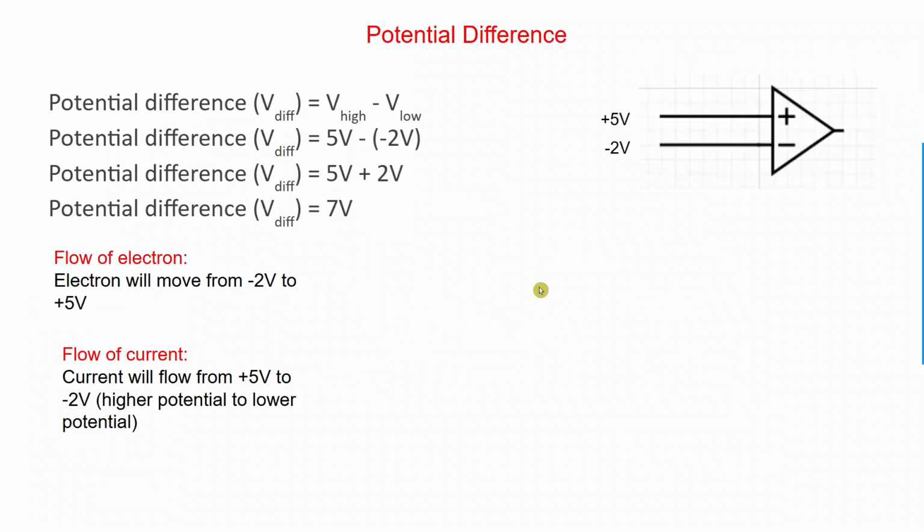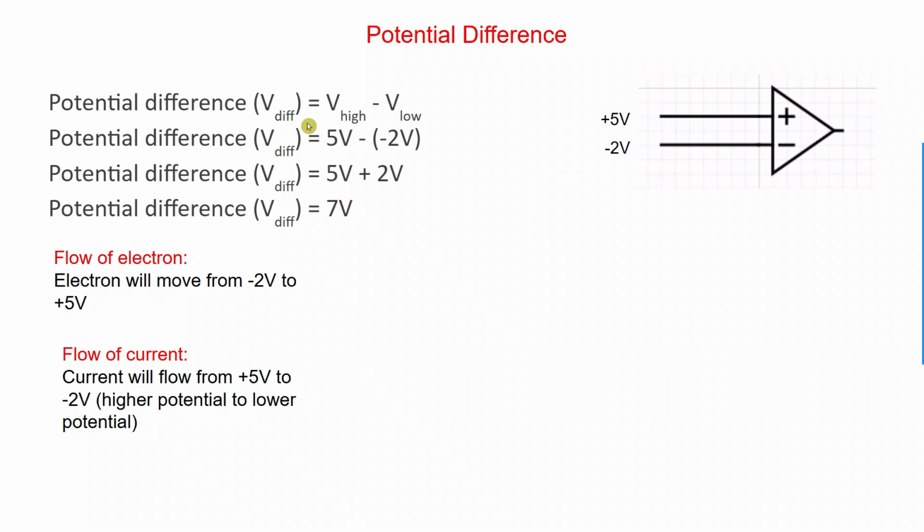Here we'll understand what the potential difference is. Here I am taking one op-amp circuit. It has two terminals: one is the positive terminal, the other is the negative terminal. At the positive terminal I am applying plus 5 volt and at the negative terminal I am applying minus 2 volt. Then what is the potential difference?